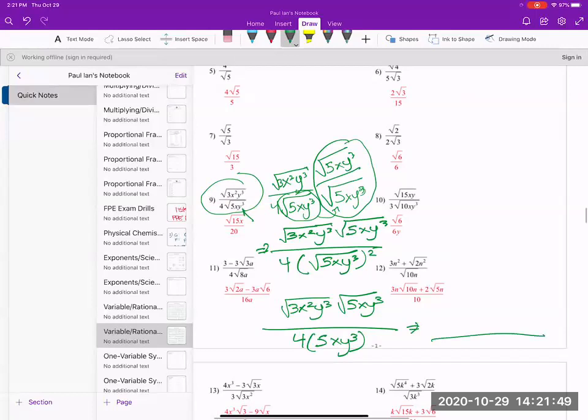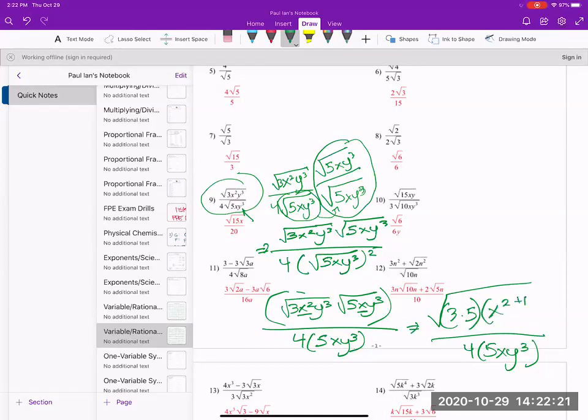So the bottom, let's see. I'm not going to distribute it yet, but let's do something to the top now. So what do you do when you have something like this? You can put them in one radical, right? Yeah. So 3 times 5. And then what do you do with the exponents? Make them negative. So you can add them, right? Oh, yeah. So x squared plus 1. And then the y cubed.